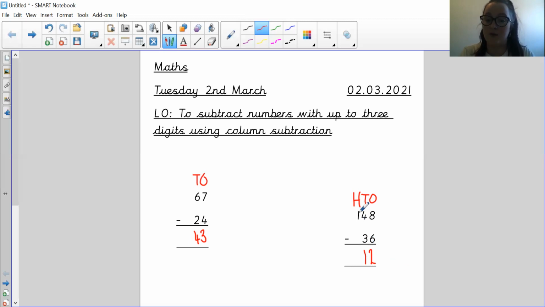Right, and now I've got 100 because it's 1 and it's in the hundreds column. Subtract, and there's no hundreds in this one. So 100 subtract 0. It's 100, isn't it? So my answer for that one is 112. Let's have a look at the last question.